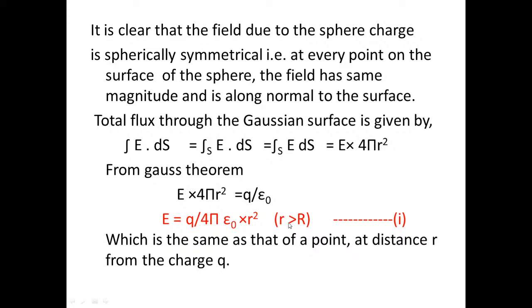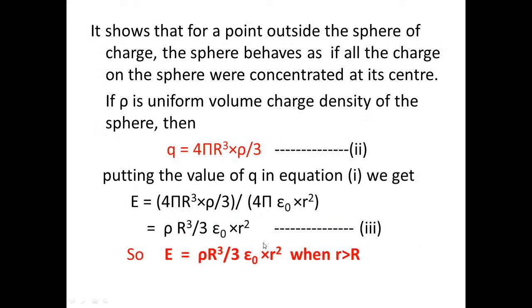So this formula is exactly the same as for any point at distance r from a charge, its value is E is equal to q upon 4 pi epsilon naught into r square. It shows that for a point outside the sphere of charge, the sphere behaves as if all the charge on the sphere were concentrated at its center. So the sphere behaves as a point charge.